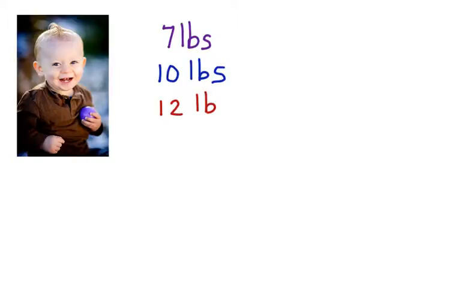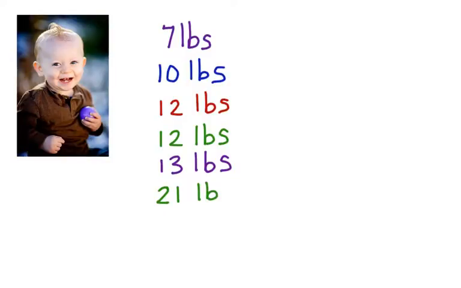Let's say our baby weighed 7 pounds at birth, and then the next month he weighed 10 pounds, and the next month he weighed 12 pounds, and then his growth maybe didn't change the next month, he was still 12 pounds. But then the month after that, he weighed 13 pounds. And we could go on and on until his final weight was 21 pounds at 1 year old. Now you can see that this is a gradual increase.